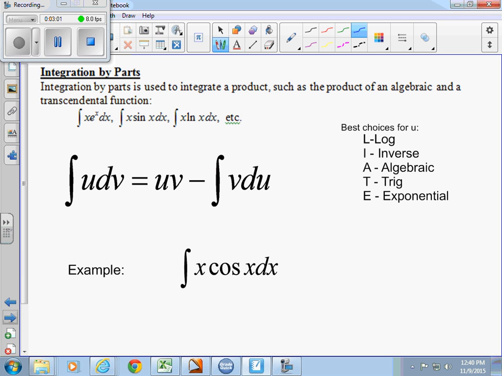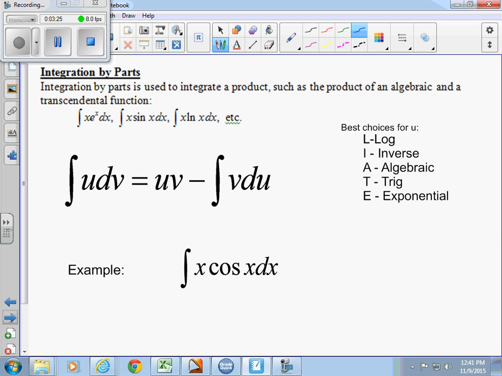What I mean by that is never use integration by parts to do x squared times x cubed. Why not? That is x to the fifth. Integrate by using the power rule. So don't use integration by parts if you have another option. If u-substitution works, use substitution, which we've learned ways to find out if it works or not.